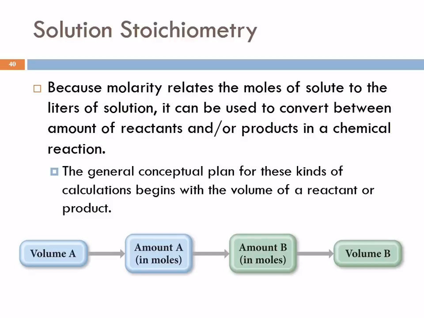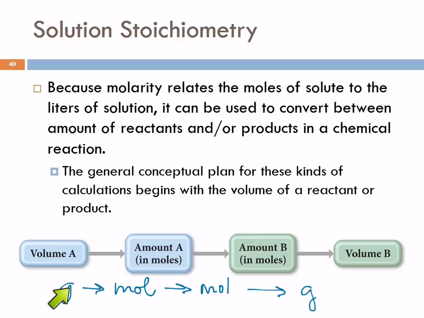So what was our plan, our path for stoichiometry? Starts with grams. Grams to moles to moles to grams, right? So grams to moles to grams. This is a variation.